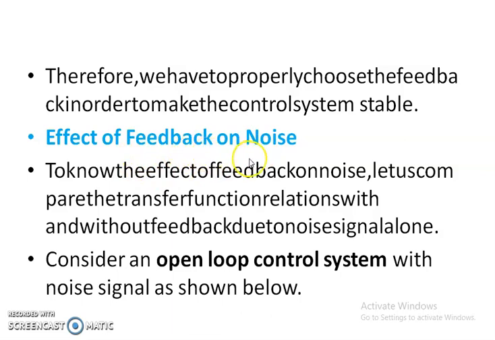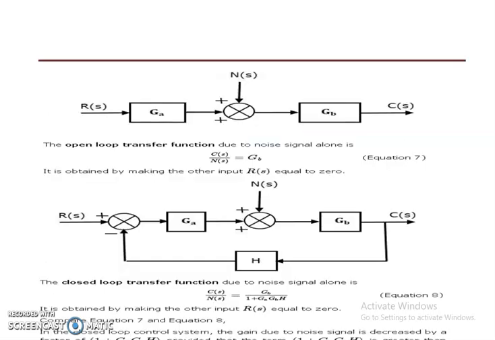Next, effect of feedback on noise. To know the effect of feedback on noise, let us compare the transfer function relationship with and without feedback due to noise signal alone. Consider an open loop control system with noise signal as shown below. This one is the block diagram. R(s) is the input, G(s) is one block and G_B is another block, N is the noise, and this one is the summing point. The output will be C(s).